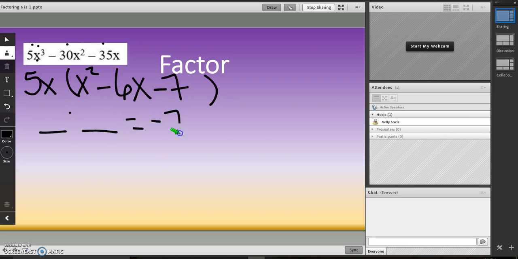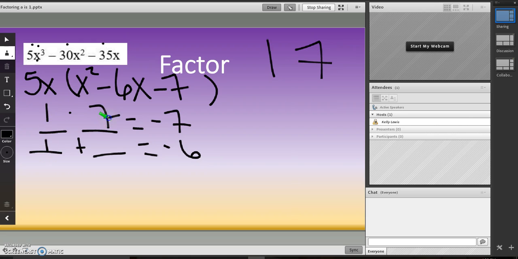Multiplies to give us -7. Adds to give us -6. And our choices are just 1 times 7. So that's what it's going to be. All right, we got to figure out a negative sign. And so we want a -6. So it's going to be -7. So let's check it. 1 times -7 is -7. 1 plus -7 is -6. So we're good. All right, so don't forget about this guy.